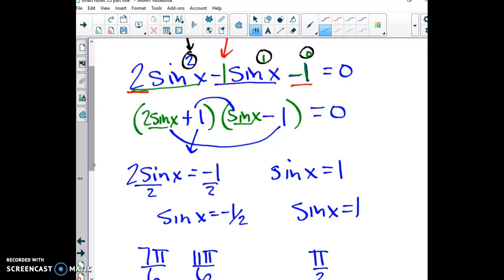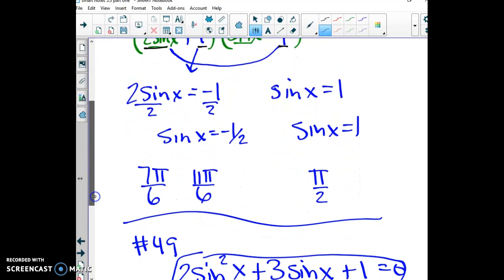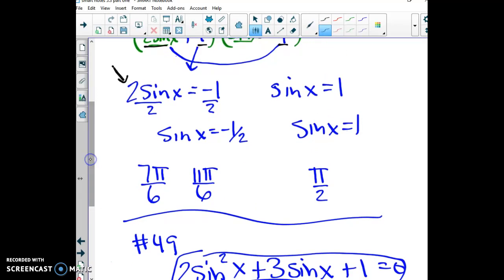So we're going to factor into our 2 binomials. We know we need factors of 2 and factors of 1 for our first and last. And we can see that 2 sine x plus 1 and sine x minus 1 give us our original trinomial. We're going to set each one of those equal to 0. Solving on the left side, 2 sine x, subtracting 1 from both sides, dividing by 2, we get sine x is equal to negative 1 half.